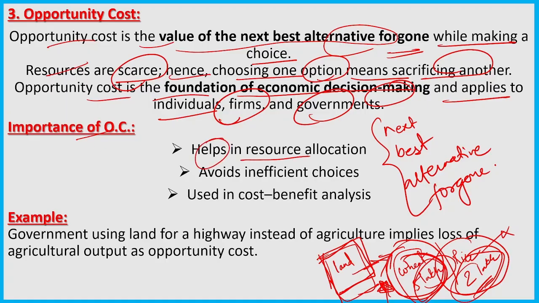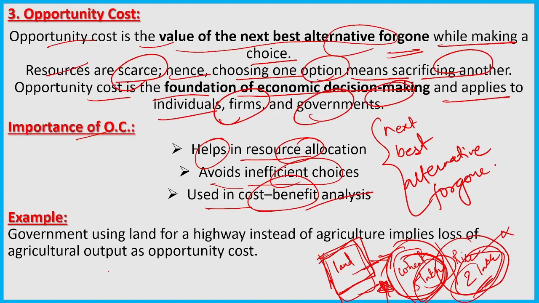Opportunity cost helps in resource allocation. What sort of resources need to be allocated? Proper distribution is helpful for you to decide if you have the opportunity cost with you. This cost avoids inefficient choices. You will not have regret later. And it is used in cost benefit analysis also.